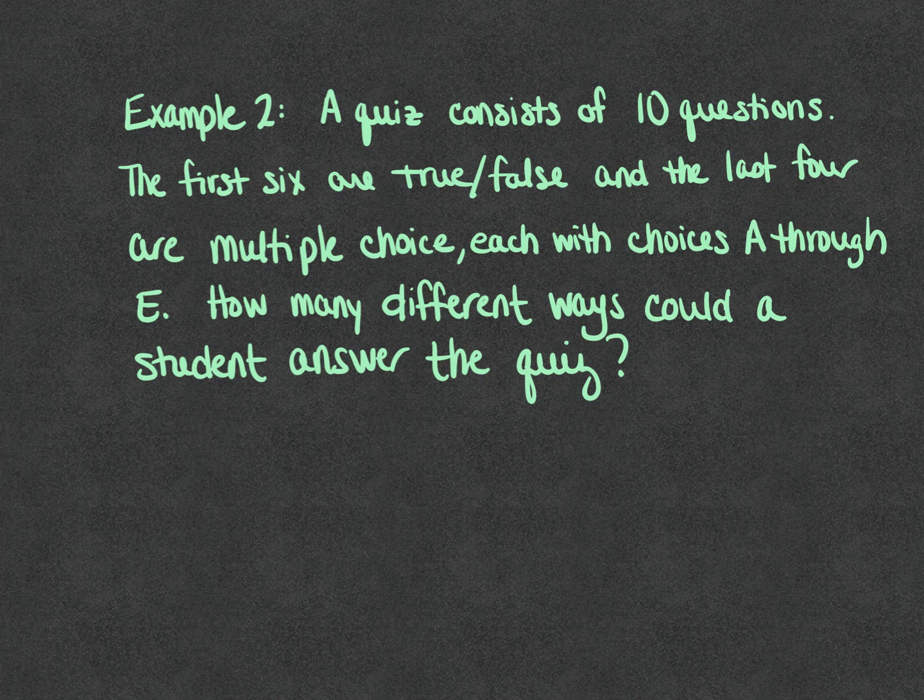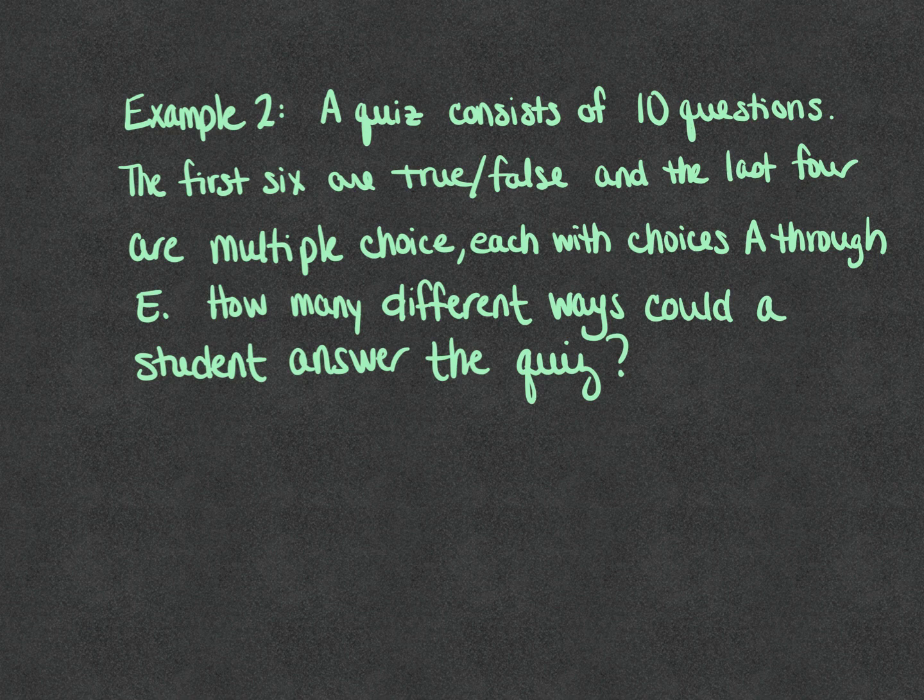Now let's consider an example where we have a quiz that has 10 questions on it. The first 6 questions are true-false questions, and then the last 4 are multiple choice, and they each have options A through E, so 5 choices for each one. How many different ways could a student answer the quiz? Or how many different ways could the answers be turned in?